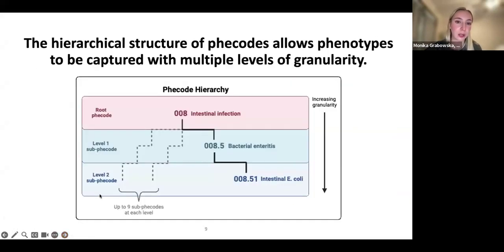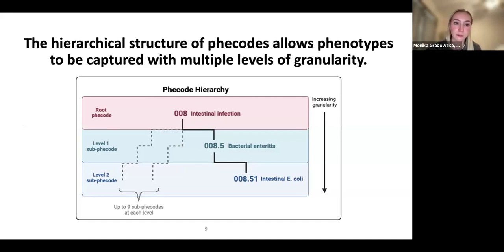One thing I will mention about the Phe codes is that they do exist as a hierarchy similar to ICD codes, which again allows Phe codes to capture a given phenotype with multiple levels of granularity. At the top of the hierarchy, we have the root Phe code, which is essentially the broadest possible representation of that phenotype. Here in this diagram, 008 intestinal infection. And then you can get progressively more detailed as you go to the level 1 sub-Phe codes and the level 2 sub-Phe codes, which are indicated with decimal digits.